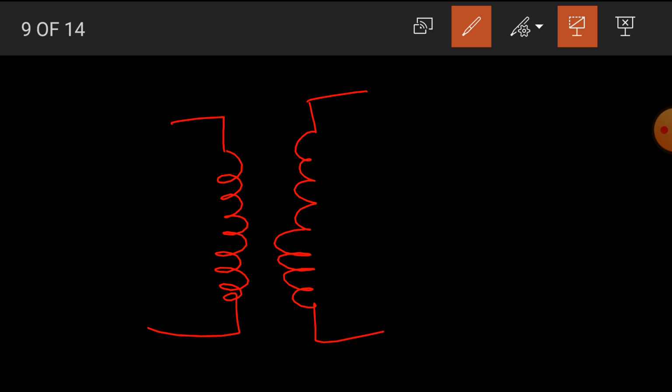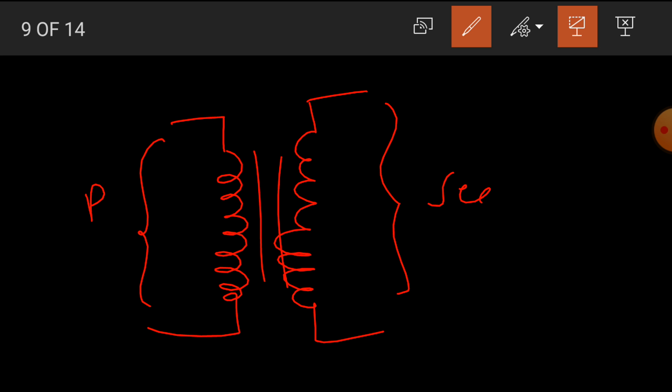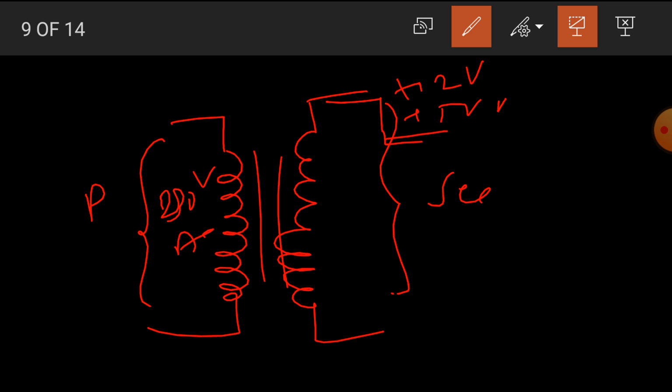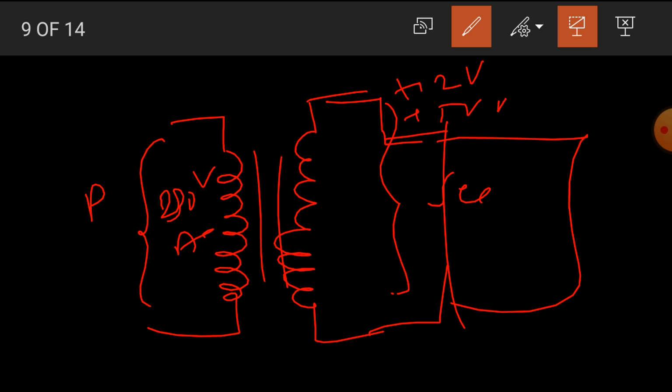That means this is the transformer winding. Okay, this is known as the primary winding and this is known as the secondary winding. At the primary winding, the 230 volt AC supply is given, and at the secondary winding we get plus 12 volt or plus 5 volt supply, and this output is connected to the rectifier block.